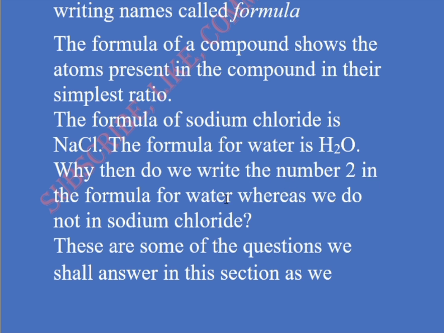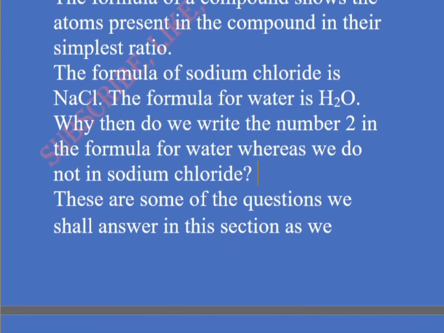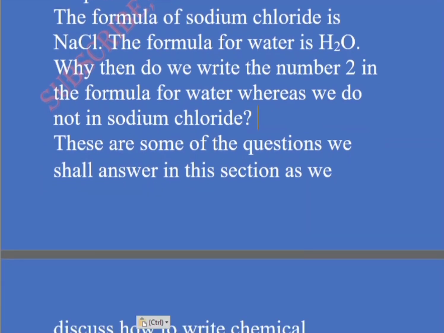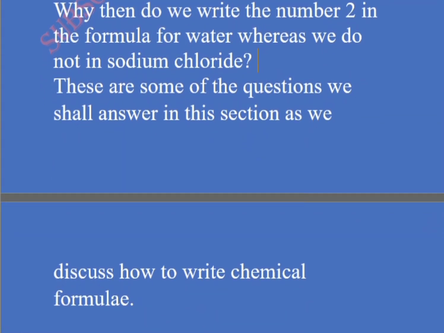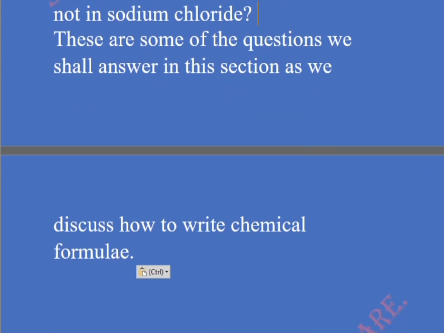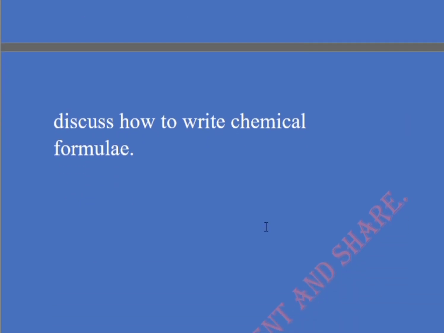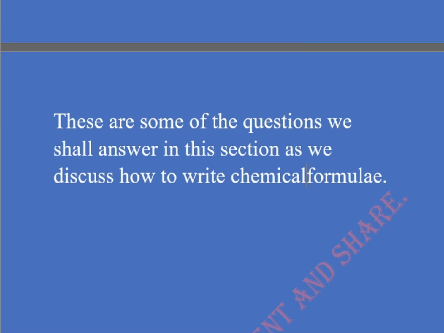We are saying that the formula of a compound shows the atoms present in the compound in their simplest ratio. The formula of sodium chloride is NaCl, where a and l are small letters. The formula for water is H2O. So we ask ourselves, why do we write the number 2 in the formula for water, whereas we do not in sodium chloride?